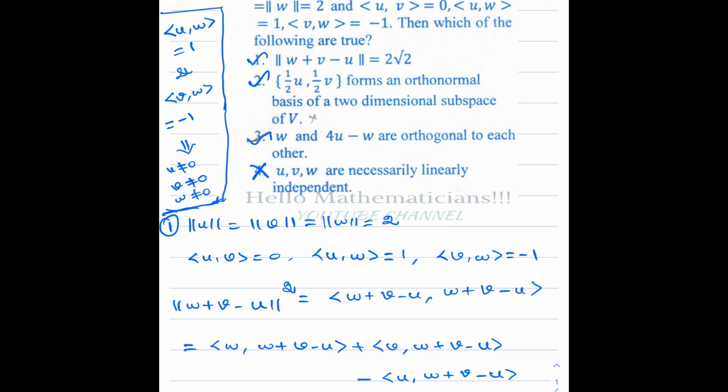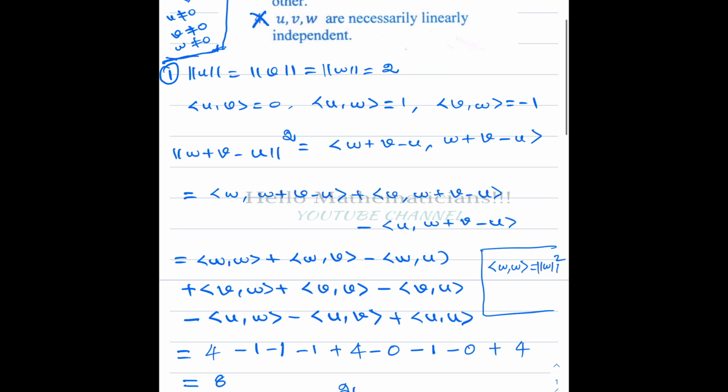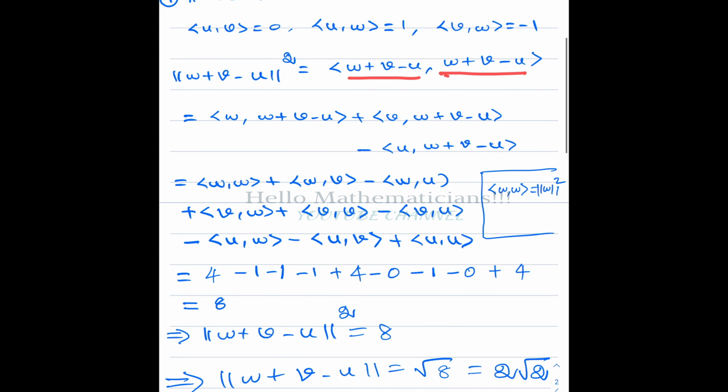So first we have to calculate what is norm of W plus V minus U. It's a straightforward calculation, so we do it step by step. Norm W plus V minus U, norm squared, is equal to, this is generally true, inner product W comma W equal to norm W squared. Using that we get norm W plus V minus U whole squared equal to inner product W plus V minus U, W plus V minus U. Now, inner product is a bilinear map. Bilinear means you can split the sum like this.